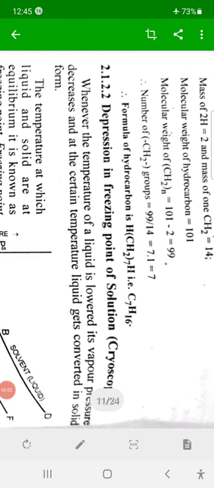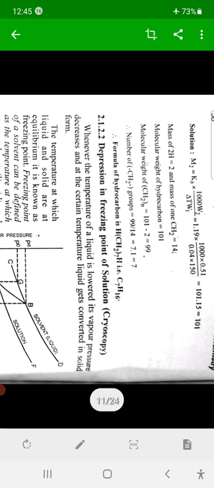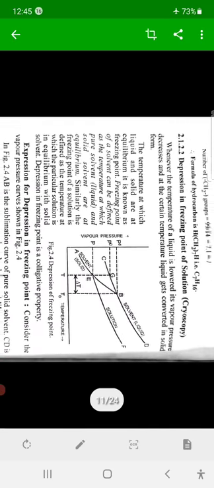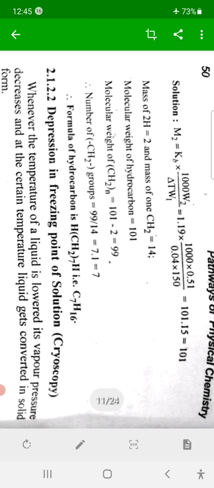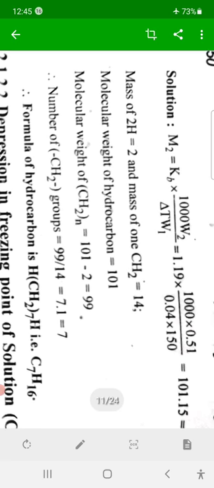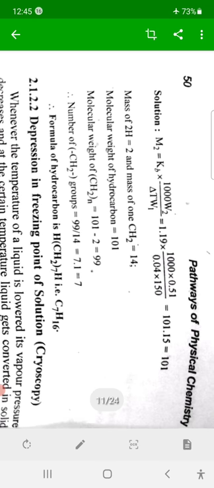Hello, we already explained the second colligative property, that is elevation in boiling point, during the previous lecture. We also explained the applications of that elevation in boiling point property for determination of molecular weight of the solute which is dissolved in the solvent.